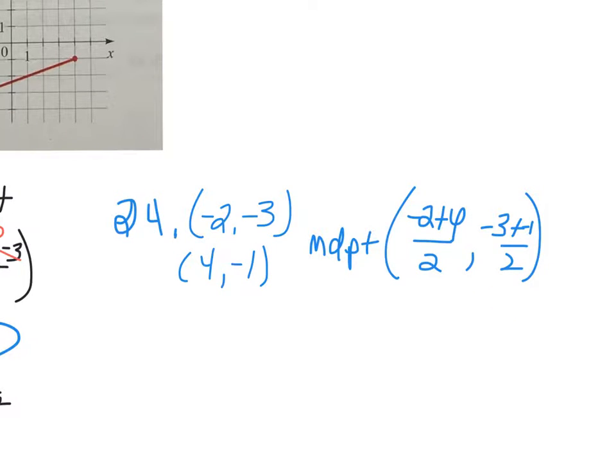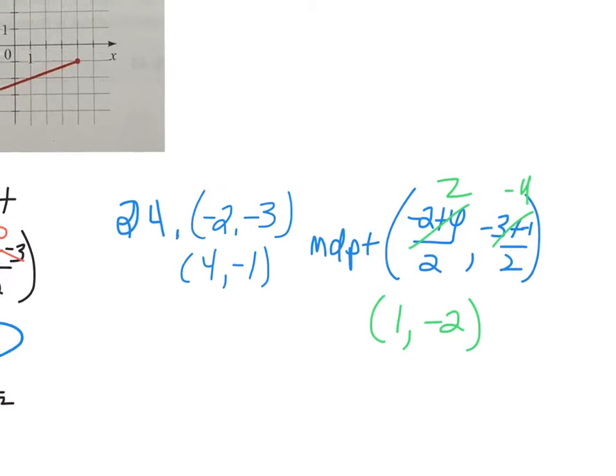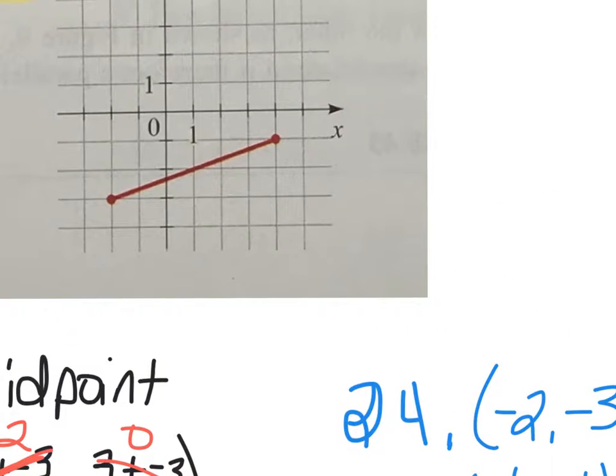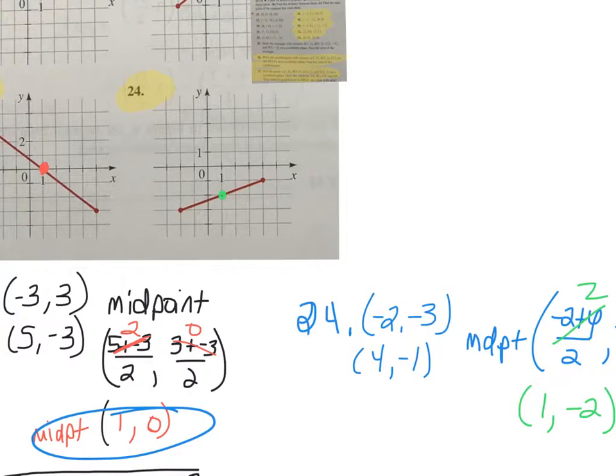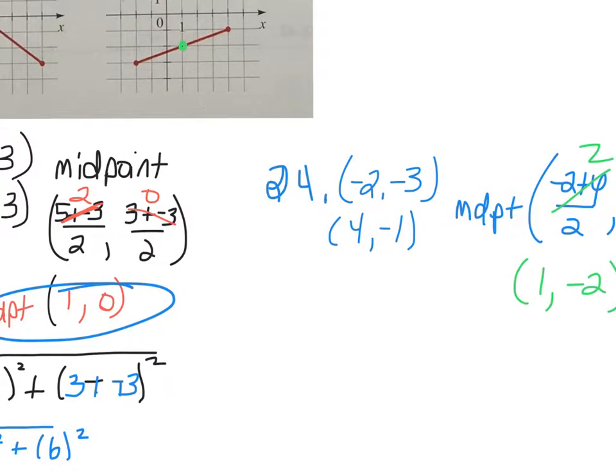So -2 plus 4 is 2. And 2 divided by 2 is 1. -3 plus -1 is -4, divided by 2. So -4 divided by 2 is -2. So my midpoint is at 1, -2. So let's go on this line. Go over 1, down 2. Does it look like that is the middle of that line? So then you did it right.